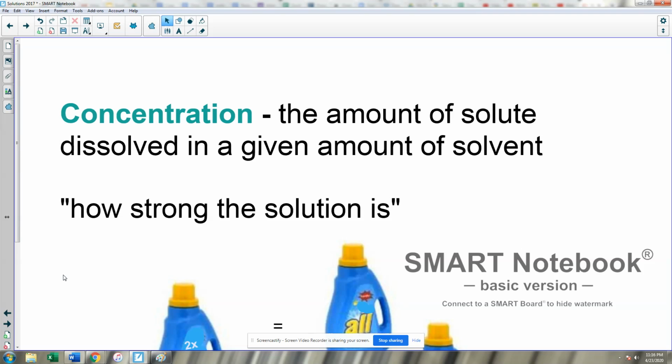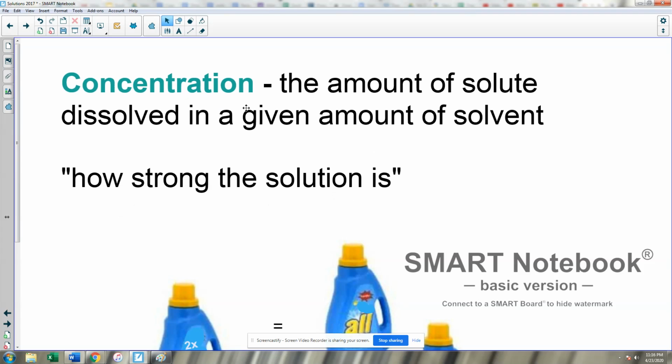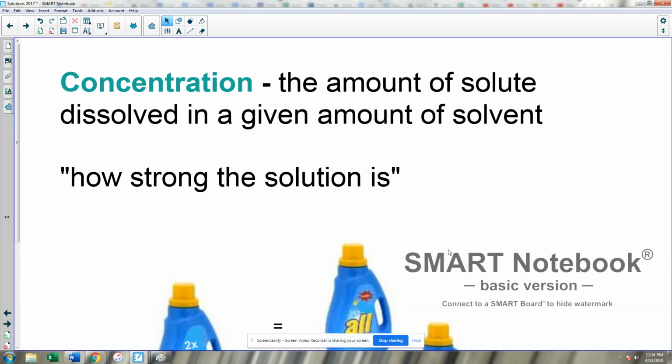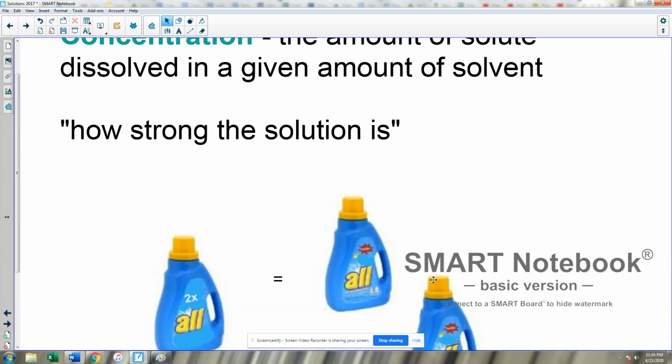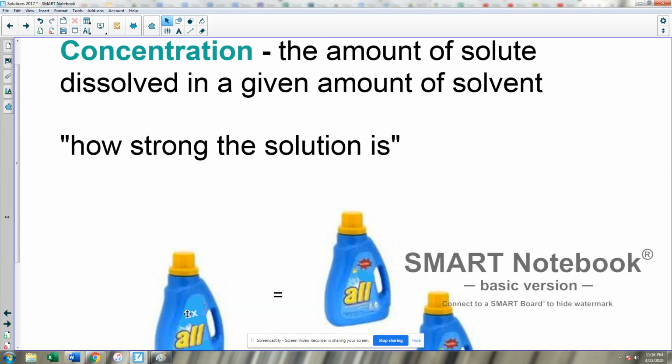So concentration is basically a simple way of saying how strong a solution is. Concentration has to do with how much of something you have dissolved in a given amount of solvent. An example I like to think about is laundry detergent. Lots of times it says there's twice the strength of the laundry detergent. How can they advertise something as being twice as strong?